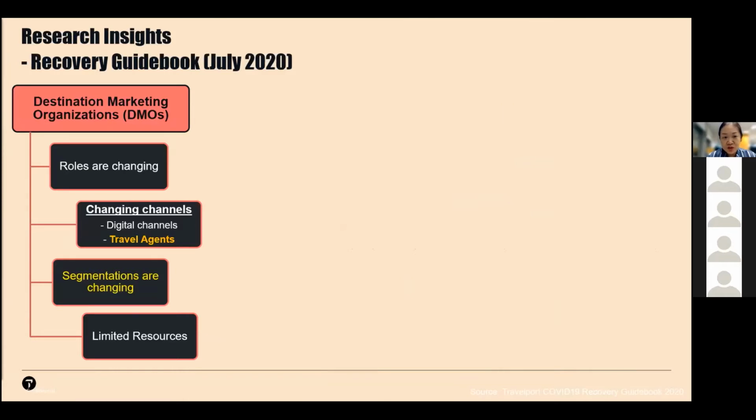For DMOs, they have shared that their roles are changing. In the past, they mainly focused on promoting their destinations in the international market, but now they're more focused on the domestic market. The channels are changing, especially for travel agents. They have become more important than ever. Amongst the youngsters aged between 18 to 38, 35% of them shared they are more likely to use travel agents during the pandemic. And 65% of them use travel agents because travel agents can provide the most updated travel safety and travel restriction information.